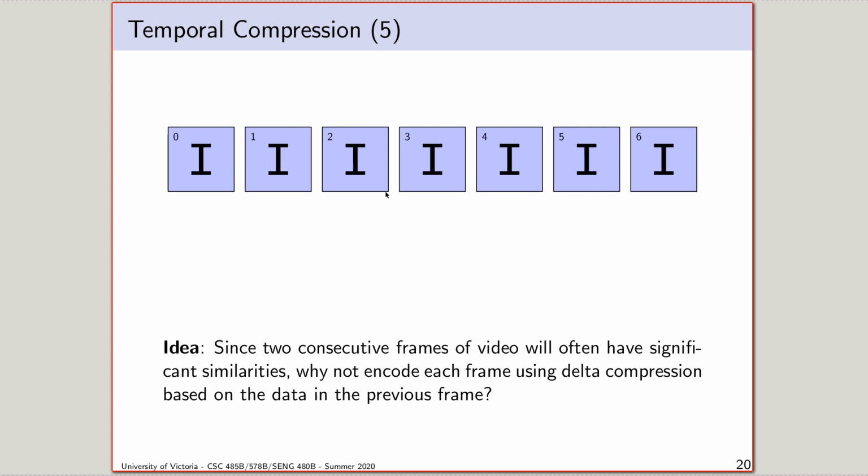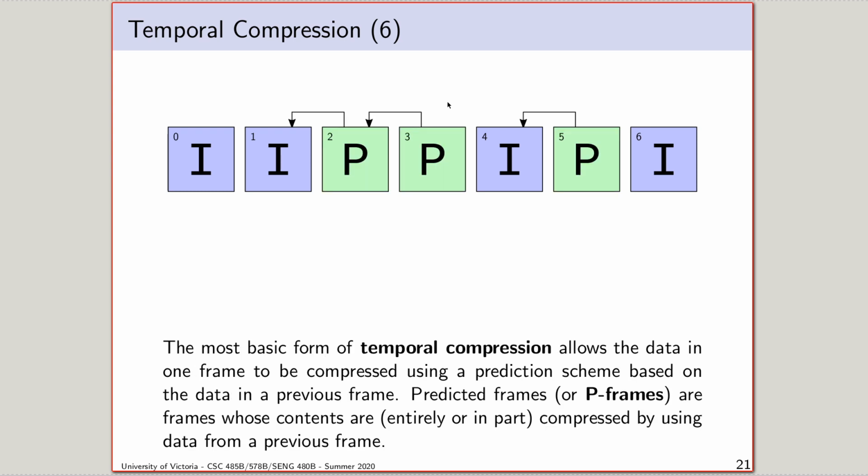So why don't I encode frame number 2 fully, and then encode frame number 3 as just a bunch of delta values from frame 2? The hope is that the more similar the two frames are, the smaller those delta values are and the more compression that I get. And so we get what are called p-frames. And this is a form of temporal compression.